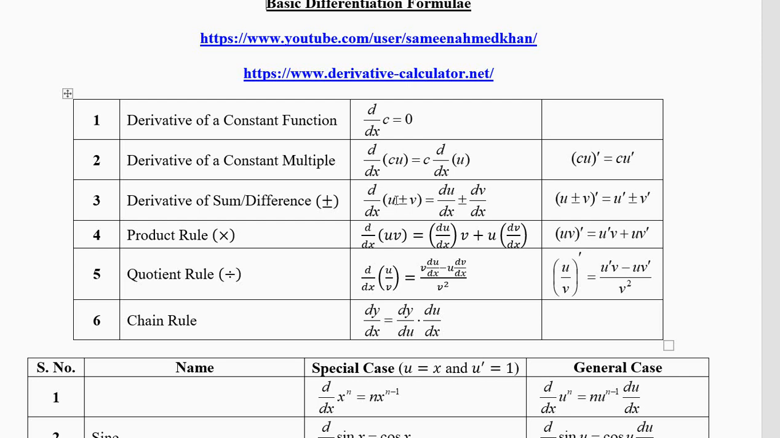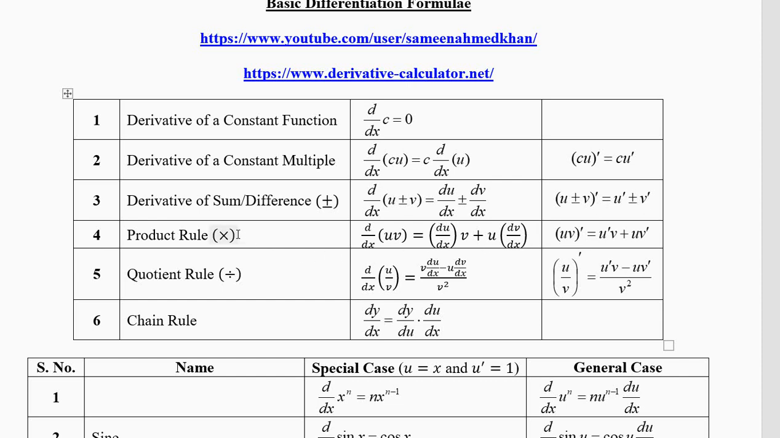So the derivative of u plus or minus v is equal to the derivative of u plus or minus the derivative of v. If it is plus, carry on with the plus. If it is minus, carry on with the minus. We can again write it in the short form: u plus or minus v whole prime equals u prime plus or minus v prime.